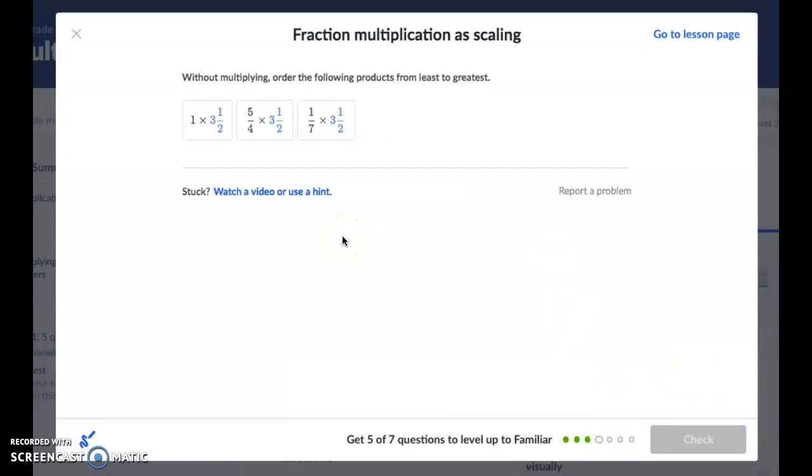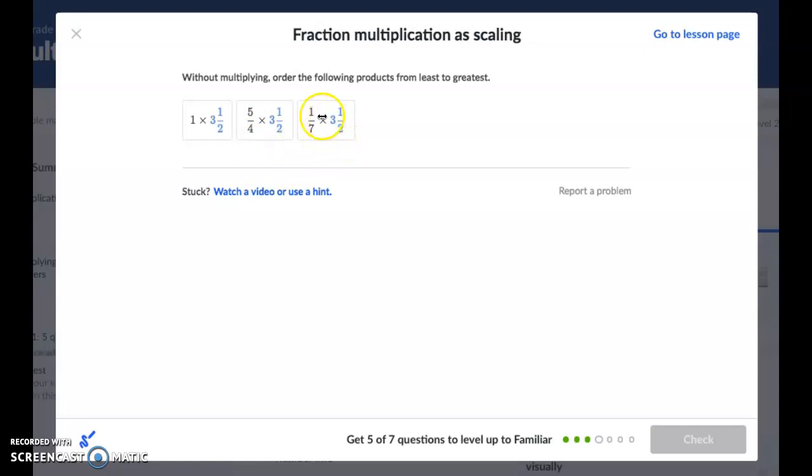Without multiplying, order the following products from least to greatest. So notice that in each of these, 3.5 stays consistent. So here we're doing 3.5 times 1, which is just going to be 3.5. Here we have 3.5 times 5/4. 5/4 is a number bigger than 1, so we're going to get an answer bigger than 3.5.